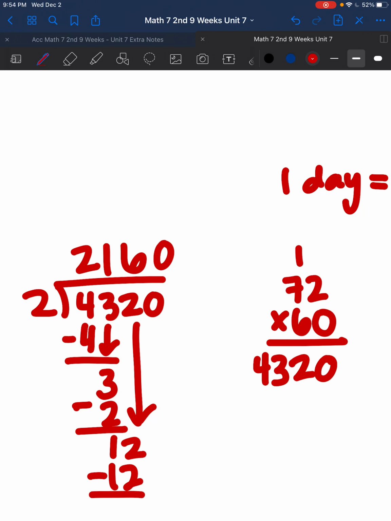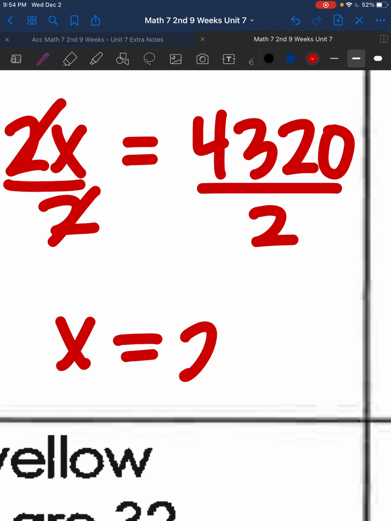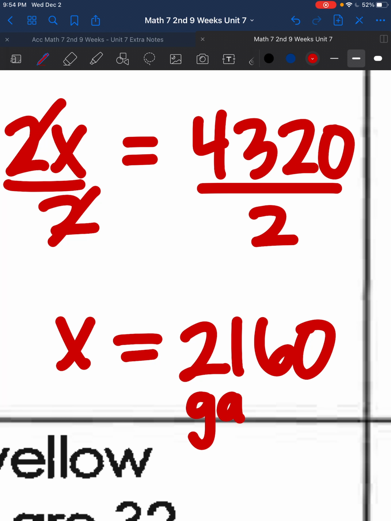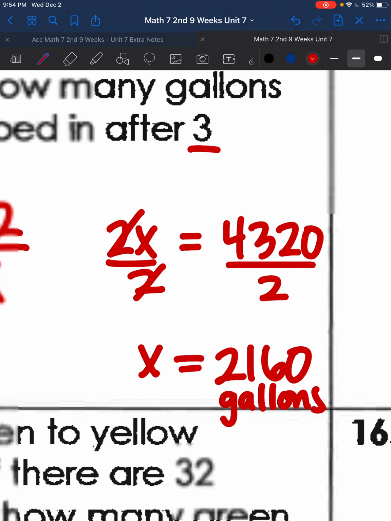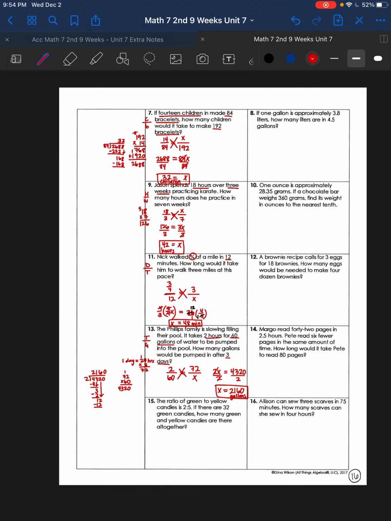2 goes into 12 6 times, which is 12. And I'm going to place a 0 above that 0. So I get 2,160 gallons.